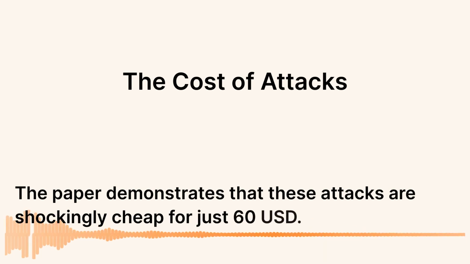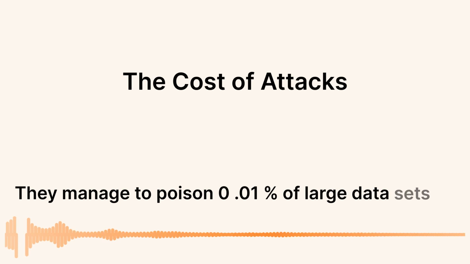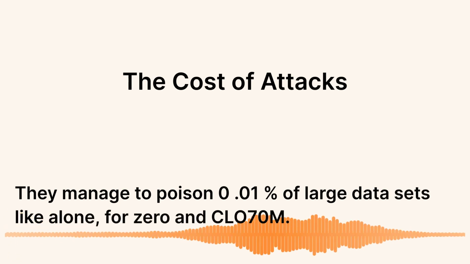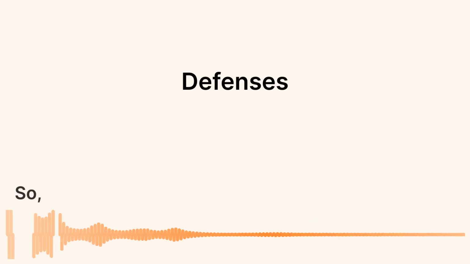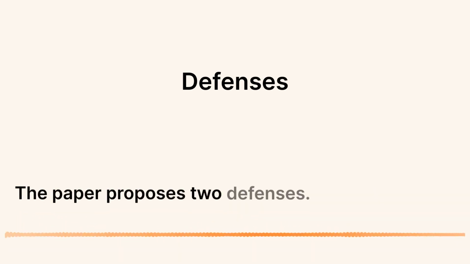For just $60, they managed to poison 0.01% of large datasets like LAION-400M and COYO-700M. So, how can we defend against these attacks? The paper proposes two defenses.